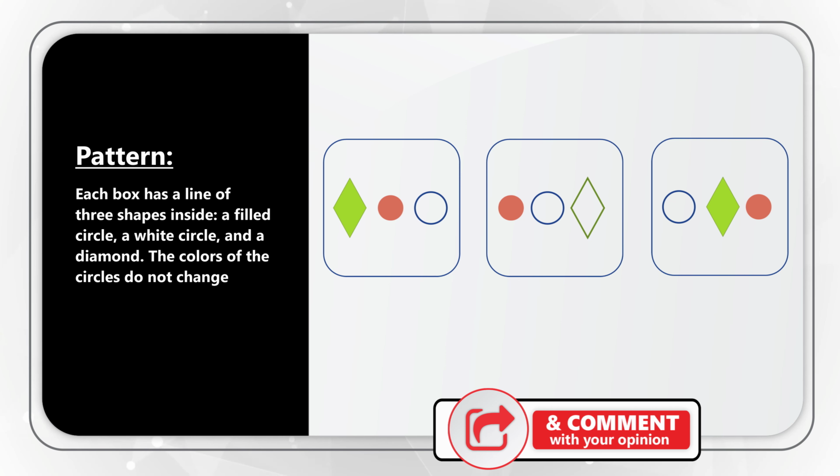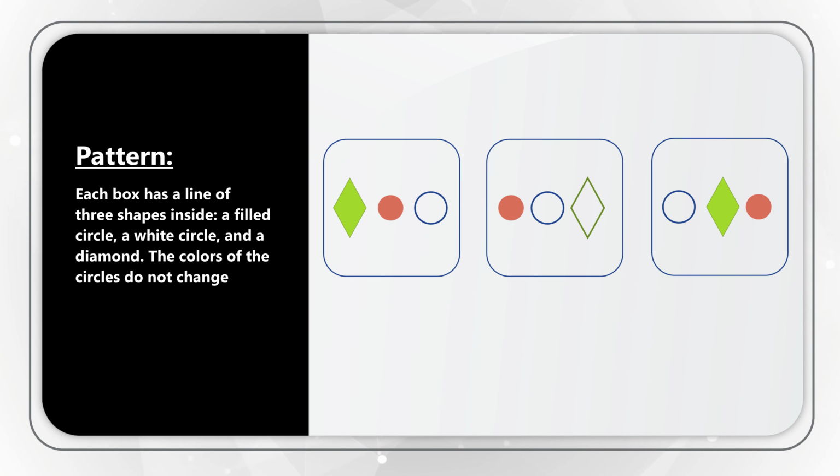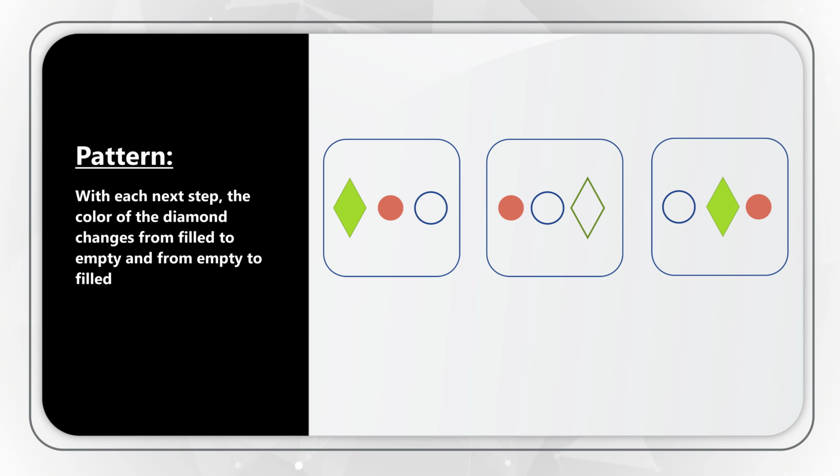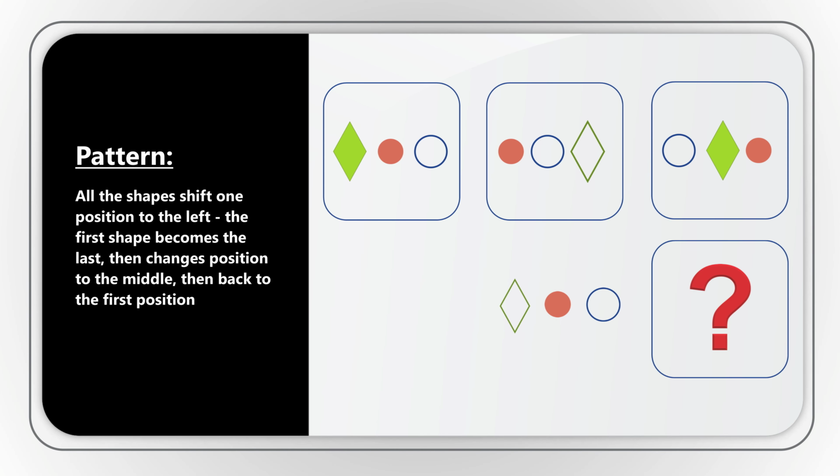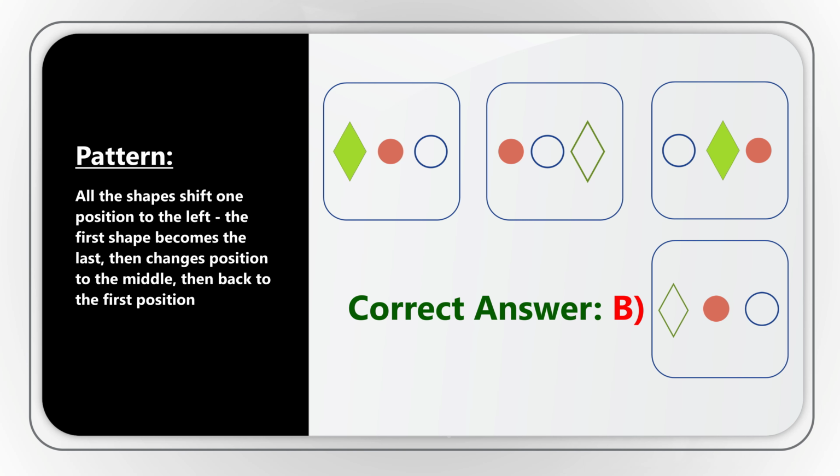You can also notice that there are 3 different shapes inside the boxes: a filled circle, a white circle, and a diamond. Another important consideration is that the colors of the circles do not change. But unlike the colors of the circles, the color of the diamond changes from filled to empty and then from empty to filled. You can also notice that all shapes shift 1 position to the left. The first shape becomes the last, then changes position to the middle, and then back to the first position. Now, as you learned about the pattern, you can calculate that the answer here is choice B. Hopefully you've nailed this question on your own and now know how to answer similar problems on the test.